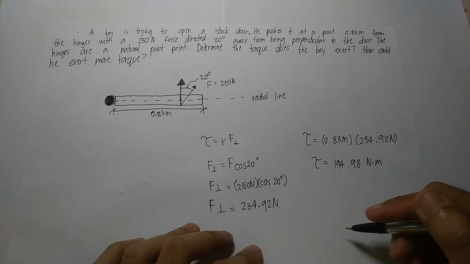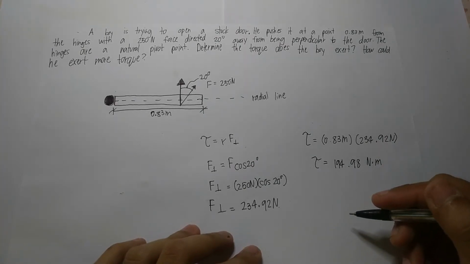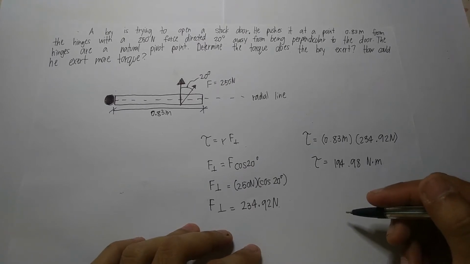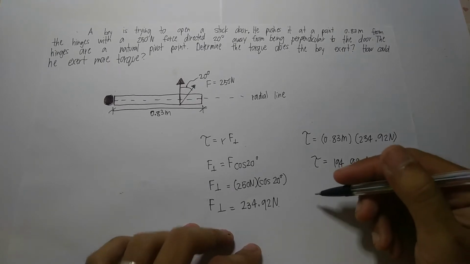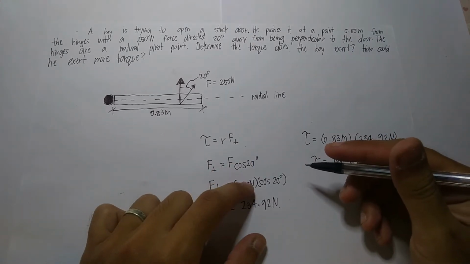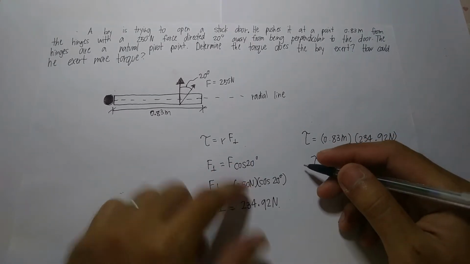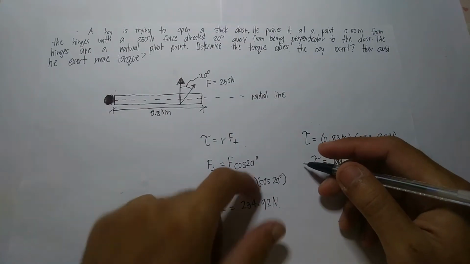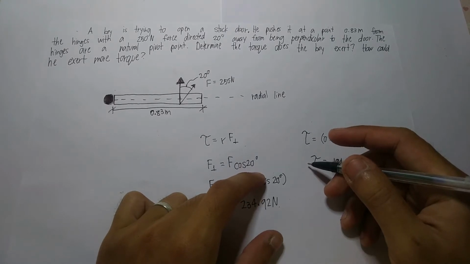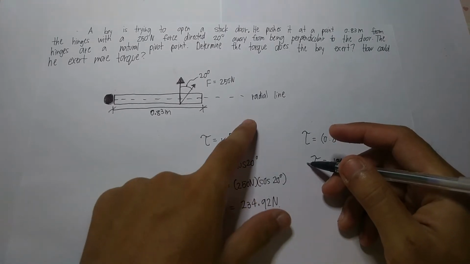In this problem, we are tasked to find two unknowns. The first one is to determine the torque the boy exerts. The second one is how the boy could exert more torque when he opens the stock door. We also have certain given values such as the distance where the force is being exerted with respect to the hinge, the magnitude of the force exerted, and its respective angle with respect to the perpendicular line to the radial line.